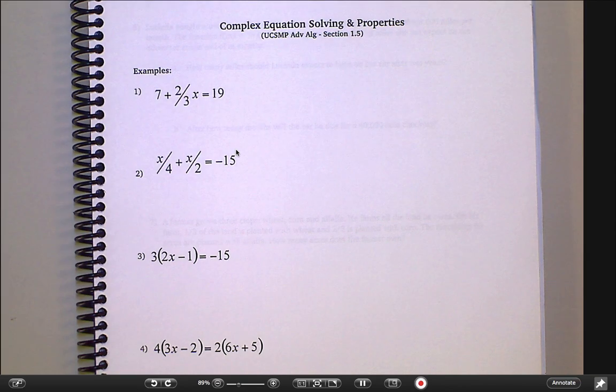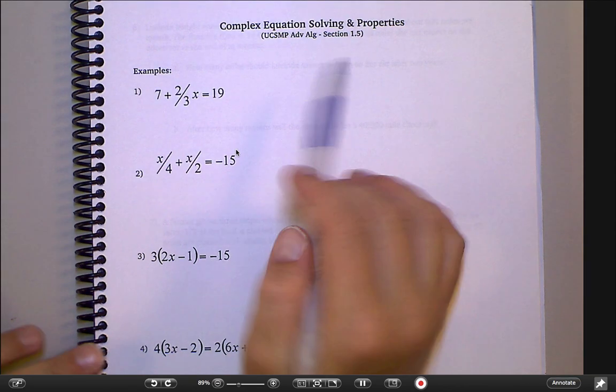Hi everyone, this is section 1.5. This is getting into some equation solving.